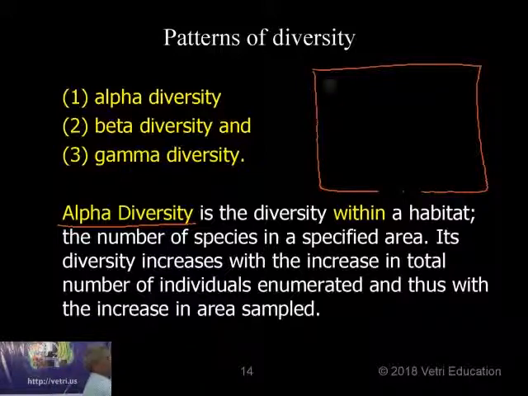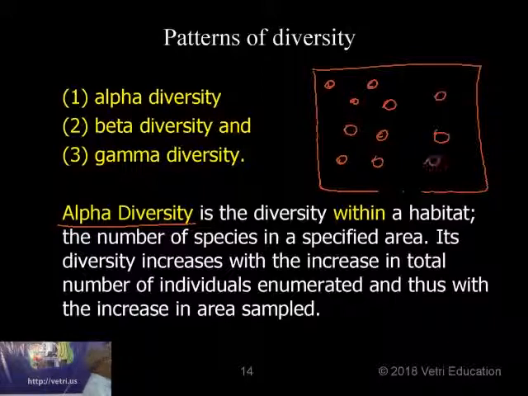Now within this habitat there will be variation. So the diversity within the particular habitat, the number of species in a specified area, its diversity increases with the increase in total number of individuals enumerated, and thus with the increase in the area sampled.